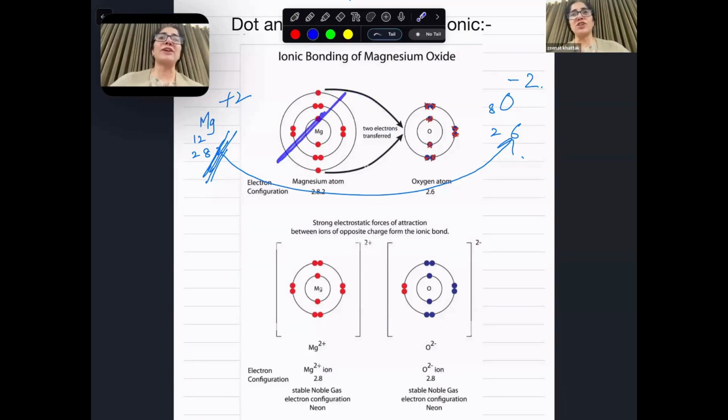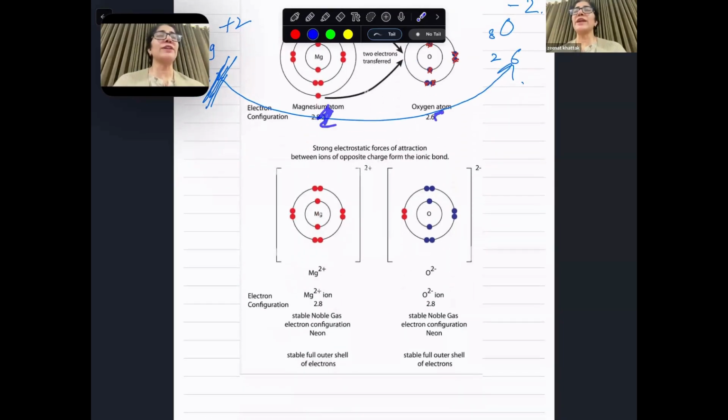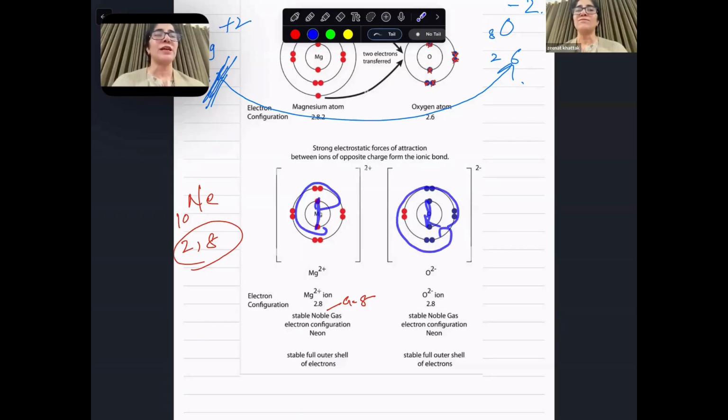So each magnesium will lose how many electrons? 2. Why? To complete the last shell. And each oxygen will gain how many electrons? 2, minus 2. Right? So when it loses 2, it gains 2, it becomes 2+ and 2-. They attain the configuration of a group 0 noble gas, group 8, like neon. You know what neon is? Neon is 10, 2 and 8. So their configuration is now 2 and 8 and 2 and 8.